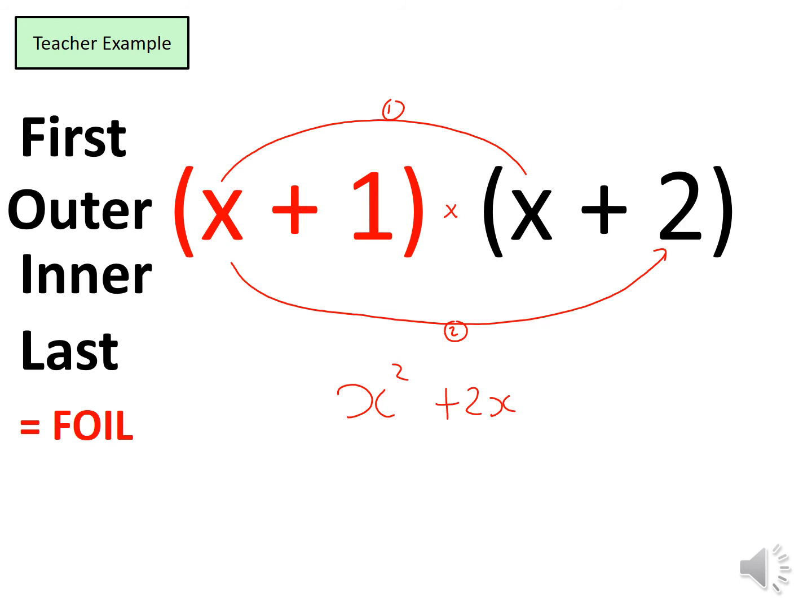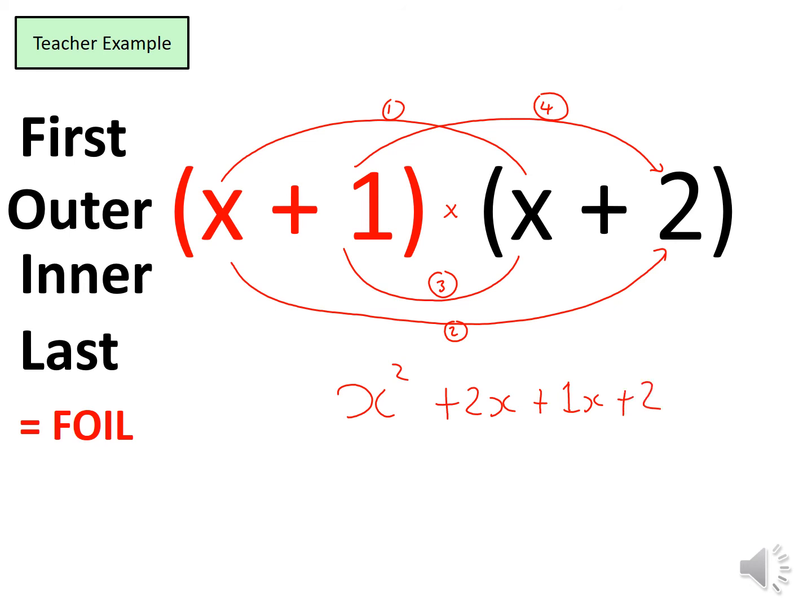I then do my inner. Okay, I'll label this number 3 for you to follow. Plus 1 times x is plus 1x, or just plus x, but we'll write it as plus 1x for now. Okay, I then do my last, which is plus 1 times plus 2. I'll label this number 4 for you to follow. So plus 1 times plus 2, 1 times 2 is 2.